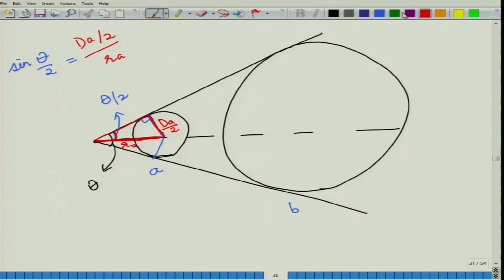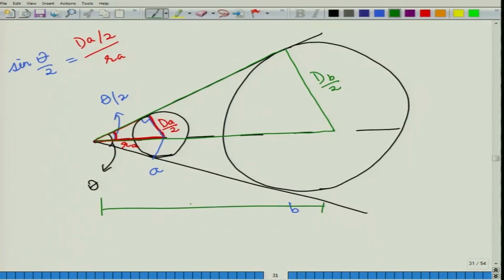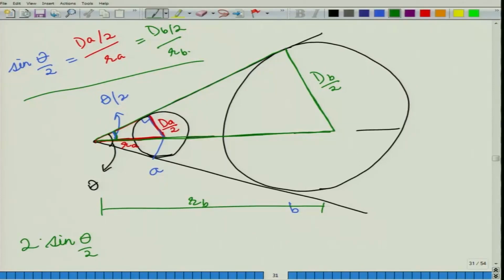Now, this was for the first circle or circle A. So, now let us look at the other circle. Let us now consider this big size circle. So, here your radius is dB by 2 and this distance to the second circle is equal to RB. So, here again this angle subtended is the same. So, sin theta by 2 will be given by the height divided by the hypotenuse, which is dB by 2 divided by RB, and similarly for any number of circles. So, we have the relation sin theta by 2. Now, multiplying all these with 2, we have twice of sin theta by 2 is equal to dA by RA is equal to dB by RB is equal to dC by RC and so on.